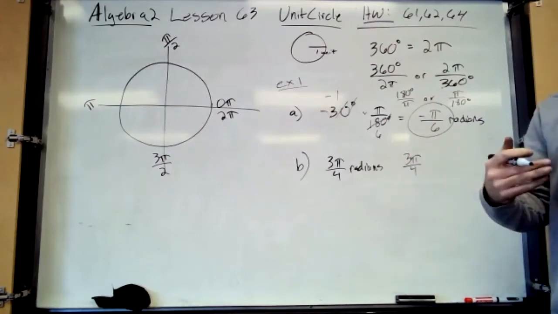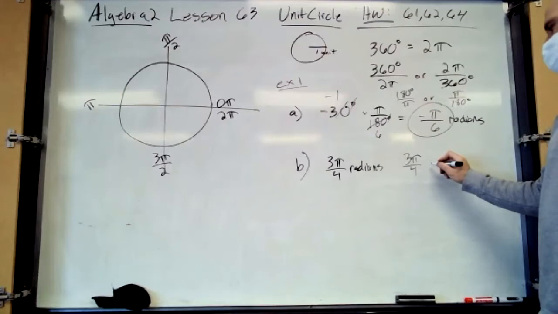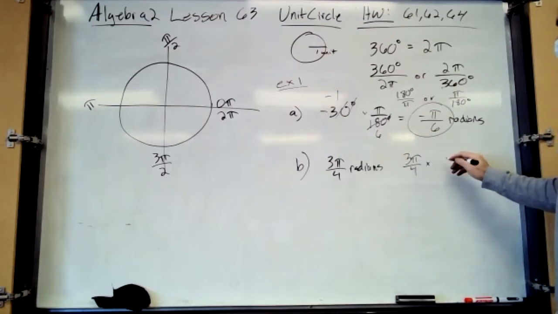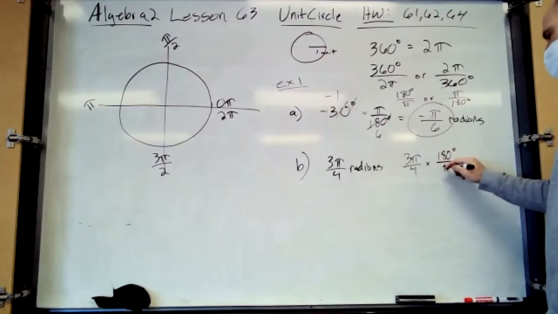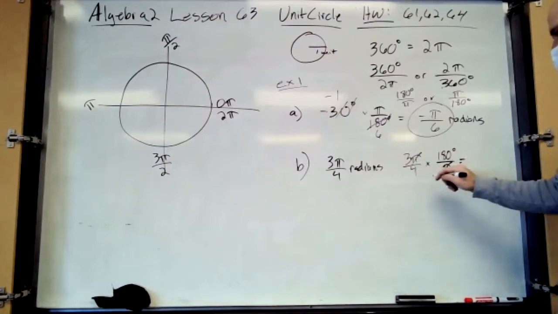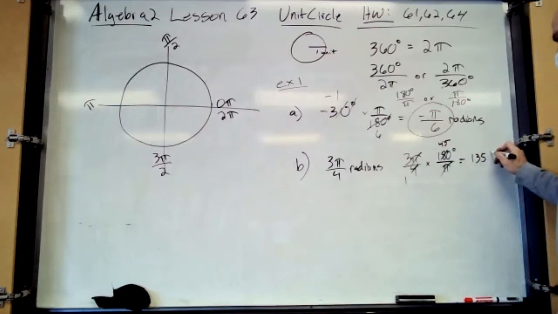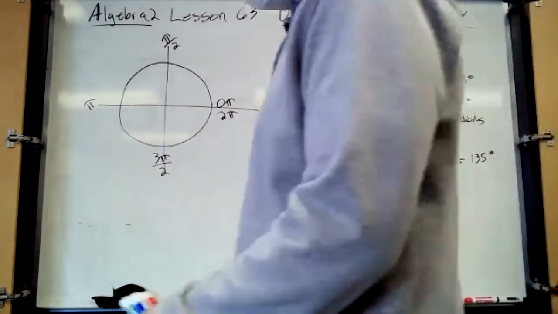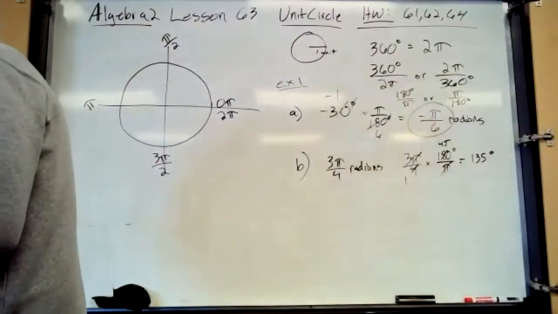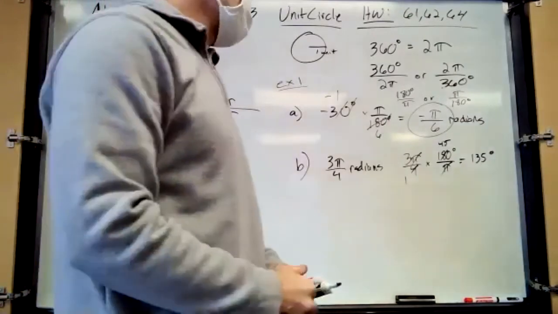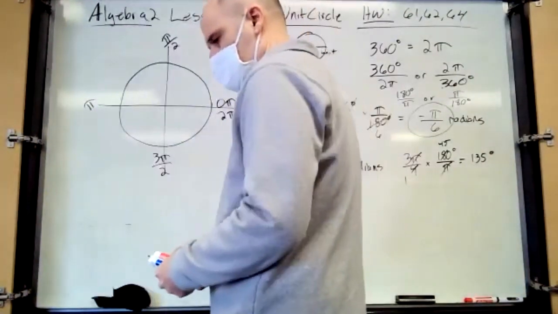540 divided by 4 is 135. Okay, so you've got 180 degrees over pi. The pi's cancel. You can reduce that if you want, and you get 135 degrees. Okay, pretty simple, right? So that's what radians are, and this is what we use in the unit circle. This is how we measure the unit circle.